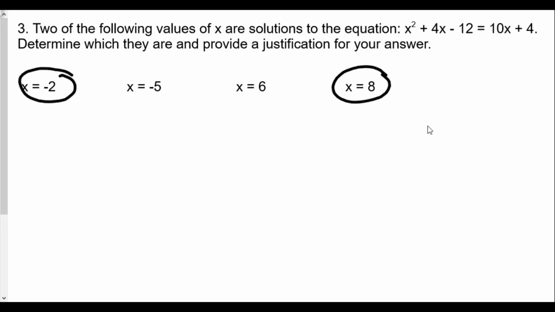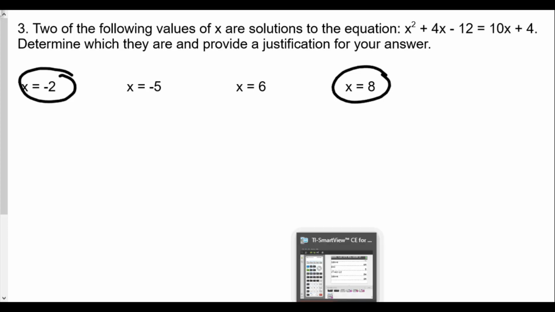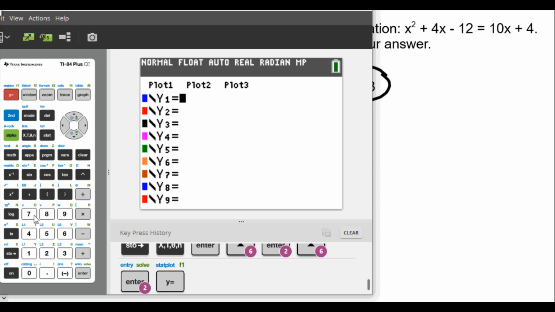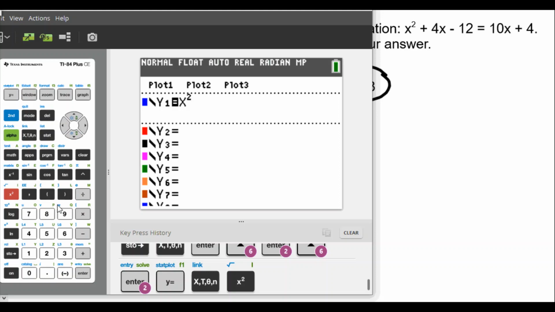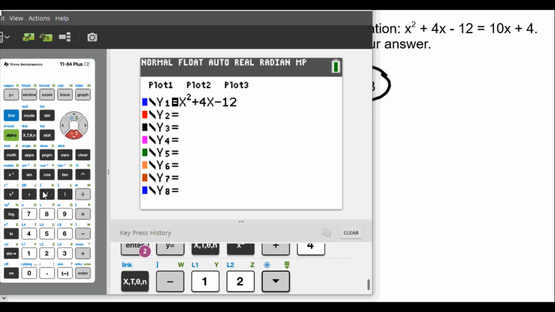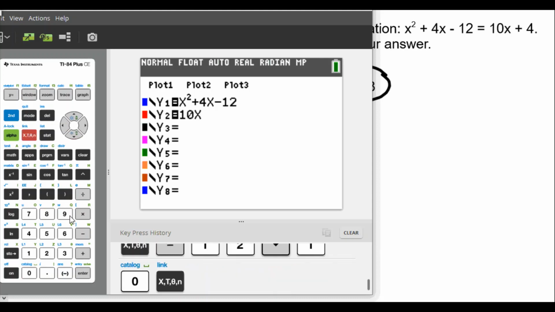Now, there's another way to do this too, because this is kind of inefficient, I think. It does work out, but to plug it in over and over again is a little bit much. So instead, let us go to y equals. We're going to type out the expression x squared plus 4x minus 12, and then under y2, the other expression, 10x plus 4.